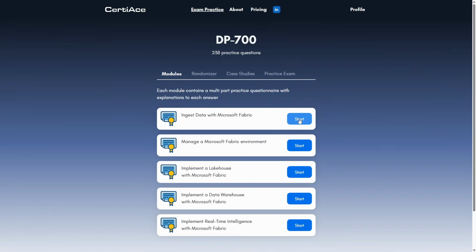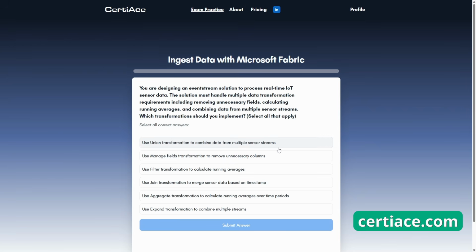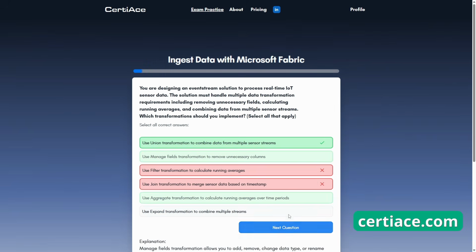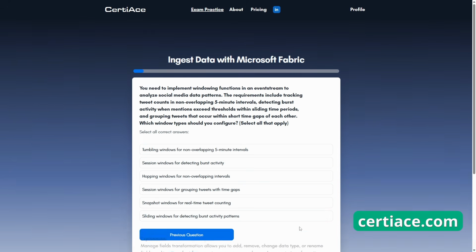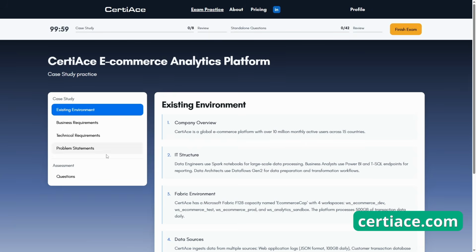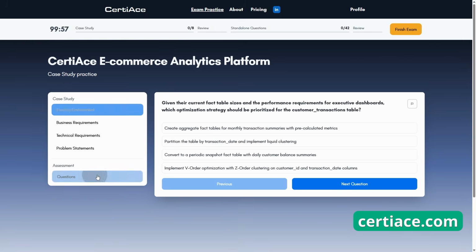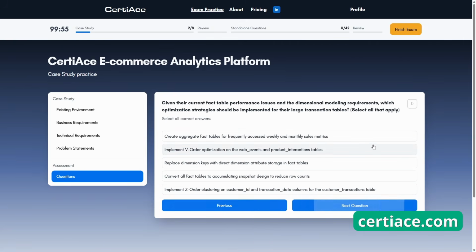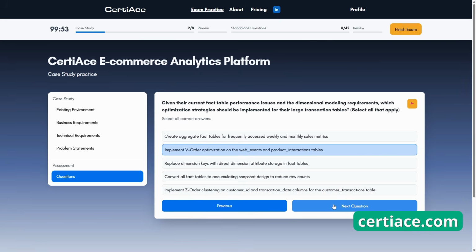Also, I want to tell you about CertiAce. That is a platform that offers high-quality practice questions for DP-700 and DP-600 exams. On this platform, you find around 200 practice questions for both exams. Also, this platform has a very realistic timed practice exam with case studies for both of those exams. And I'm one of the co-founders of this platform, so some of the questions you see here are actually made by me. Link to the CertiAce can be also found in the video description.